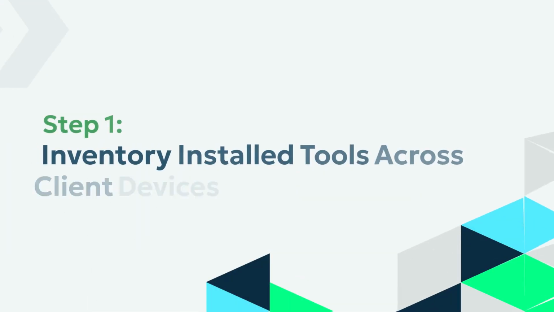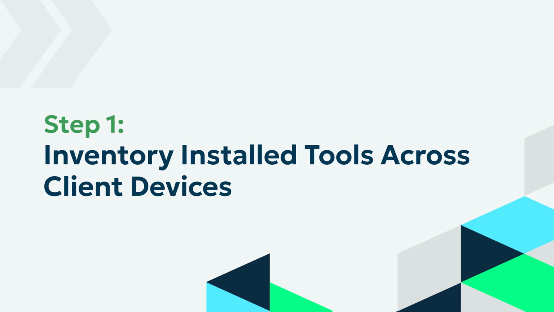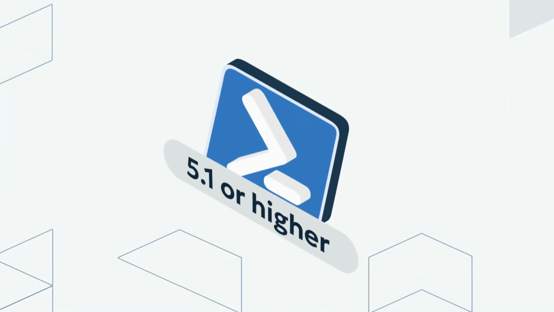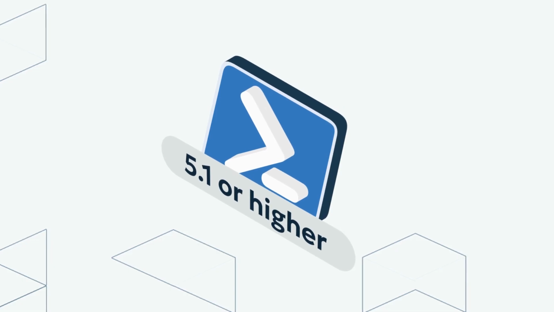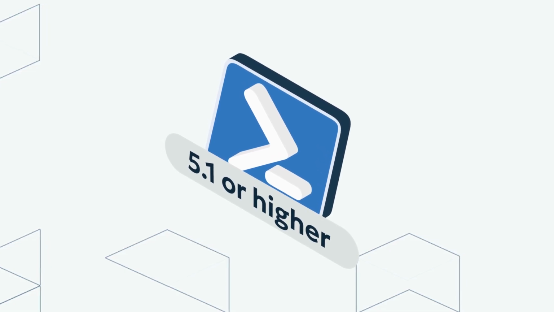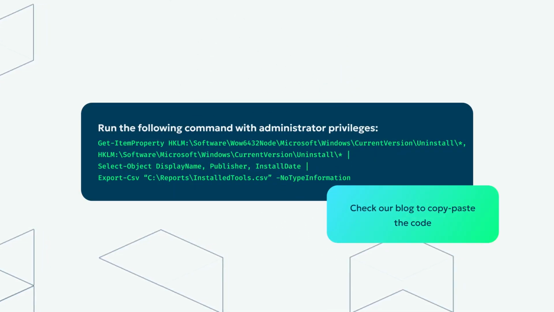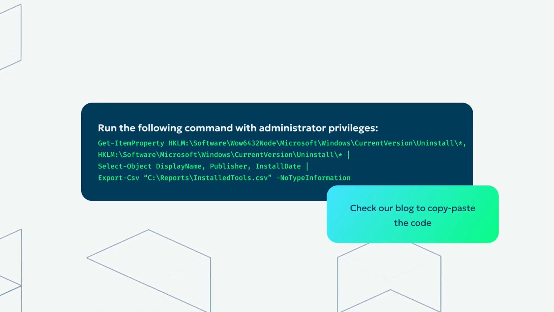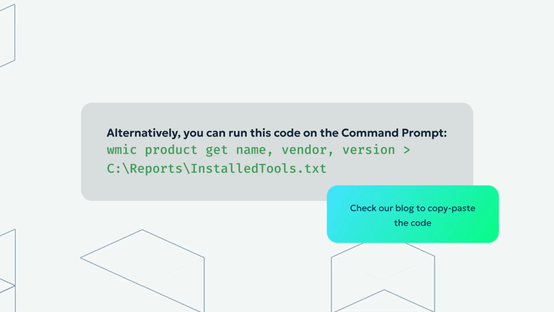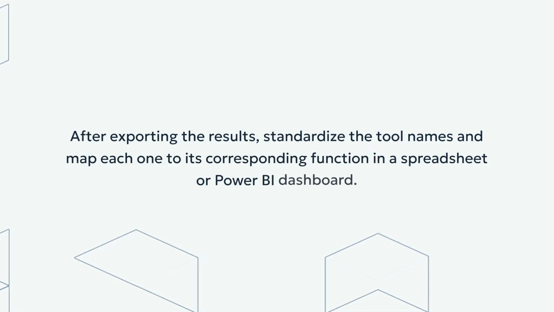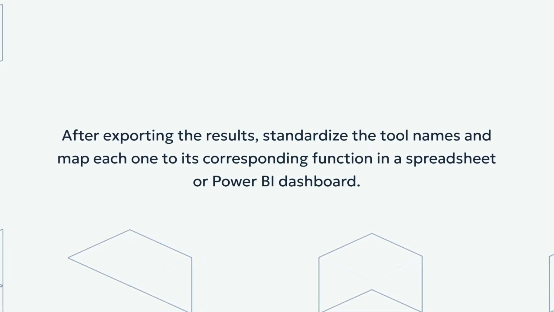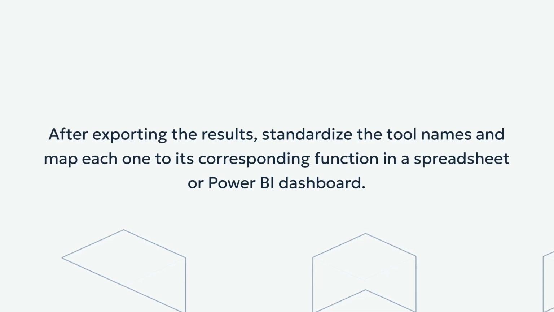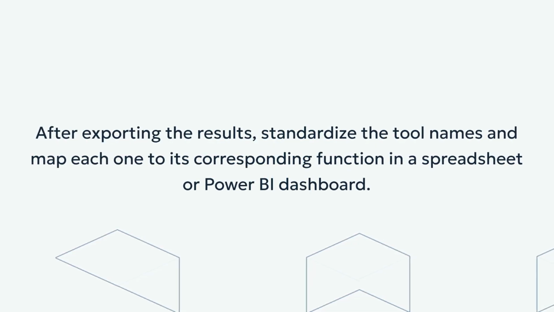Step 1. Inventory installed tools across client devices. For this step, make sure you have PowerShell 5.1 or higher on your target devices. To collect software inventory using PowerShell, run the following command with administrator privileges. Alternatively, you can run this code on the command prompt. After exporting the results, standardize the tool names and map each one to its corresponding function in a spreadsheet or Power BI dashboard.